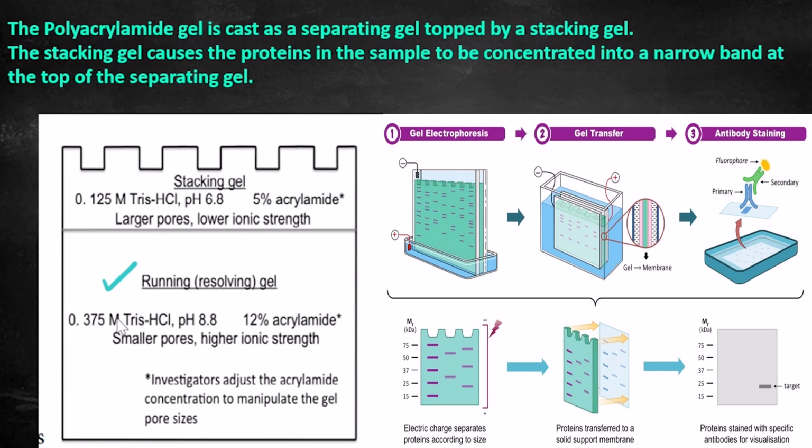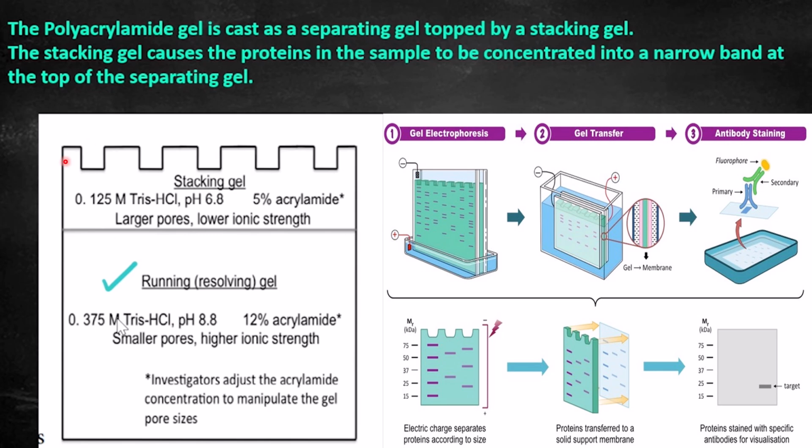Okay, so gel is basically not a single solution that you add and it will be formed. No, it's not like that. It is the combination of so many components. First, the major thing, gel is made up of polyacrylamide. So polyacrylamide gel is cast as a separating gel topped by a stacking gel. So here it is a combination of two gels, stacking gel and running or resolving gel.